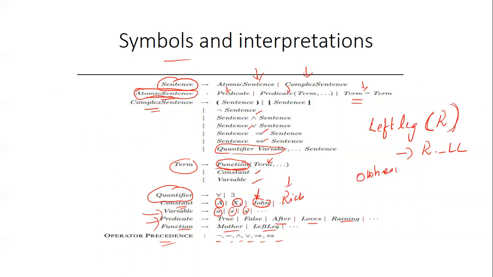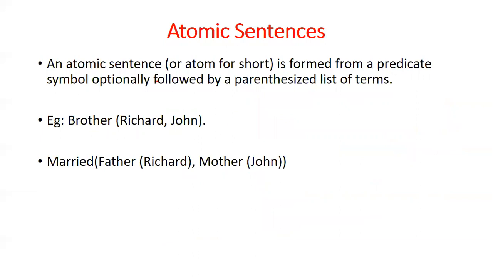So here we are discussing briefly what we have discussed in this table. What is an atomic sentence? An atomic sentence is also called an atom in short. It is formed from a predicate symbol, optionally followed by parentheses with a list of terms. Here is an example of an atomic sentence: brother of Richard, John. It includes a predicate and the predicate contains a parenthesized list of terms. Here is another example: married.